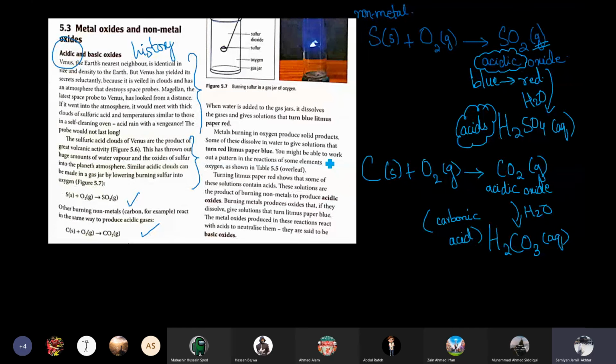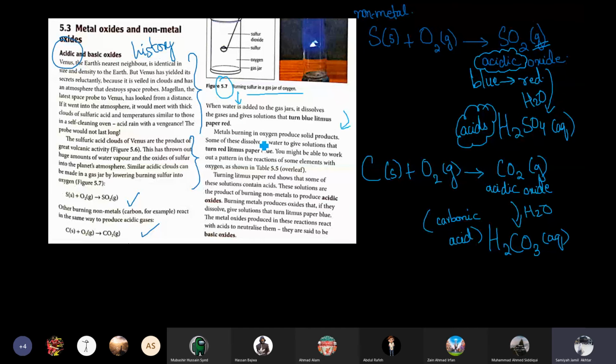In this paragraph, first you can see here in figure 5.7, it's written burning sulfur in a gas jar of oxygen. So when we burn sulfur in oxygen, it forms sulfur dioxide gas. And here it's written when water is added to the gas jars, it dissolves the gases and gives solutions that turn blue litmus red. So both the gases, sulfur dioxide and carbon dioxide, give solutions which turn blue litmus red. And the next paragraph is about metals.